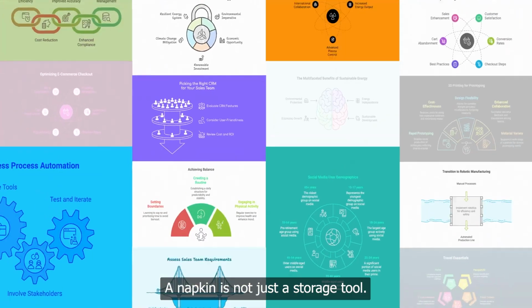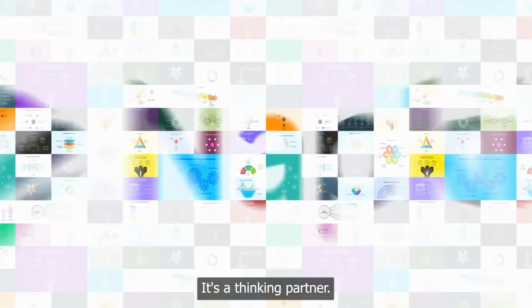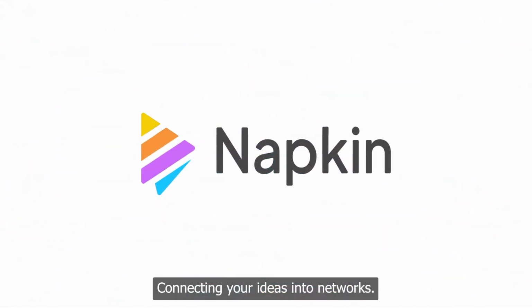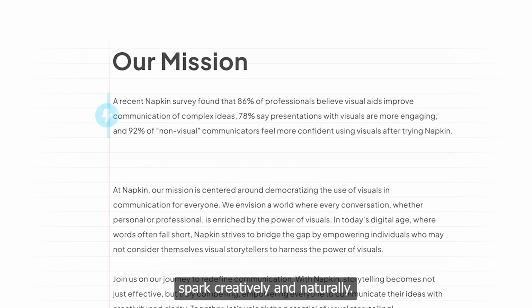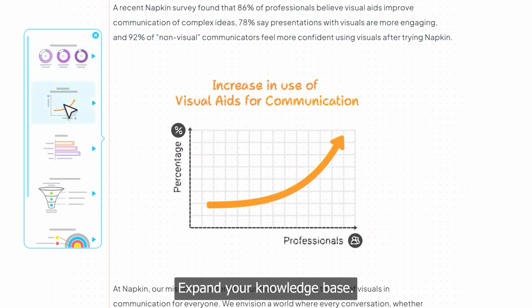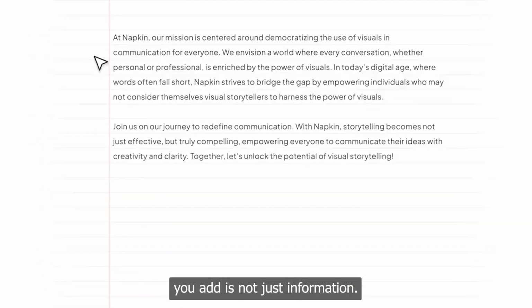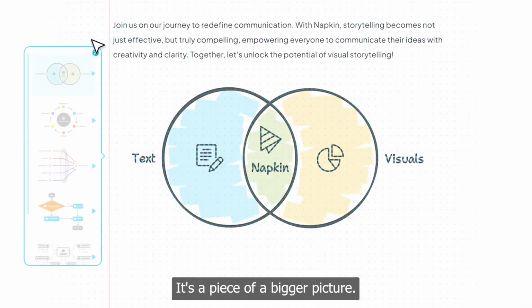Napkin is not just a storage tool, it's a thinking partner. Connecting your ideas into networks helps you notice patterns, spark creativity, and naturally expand your knowledge base. From here on, every note you add is not just information, it's a piece of a bigger picture.